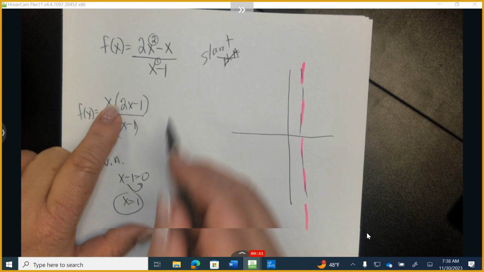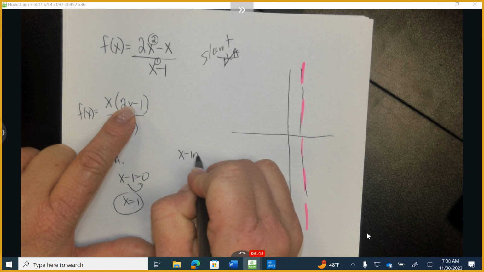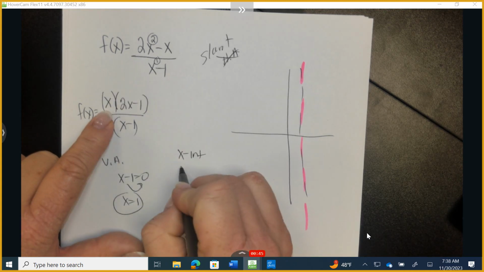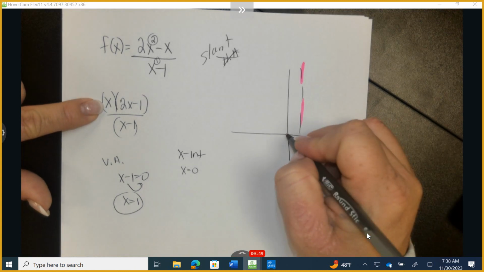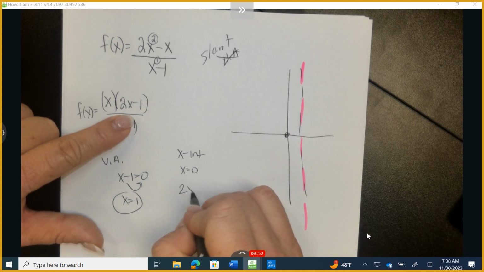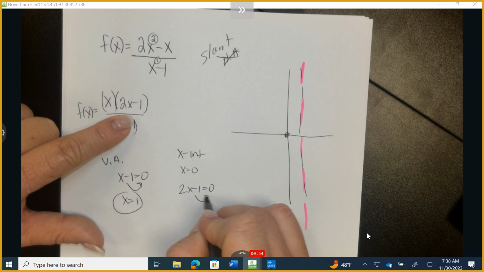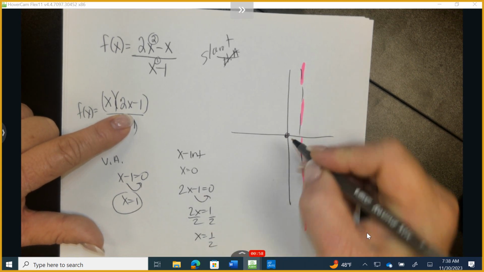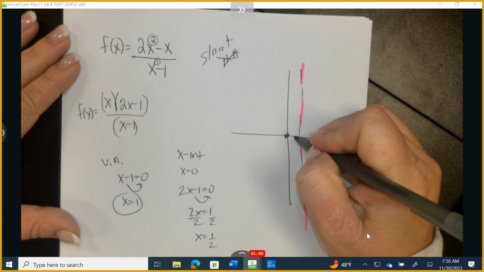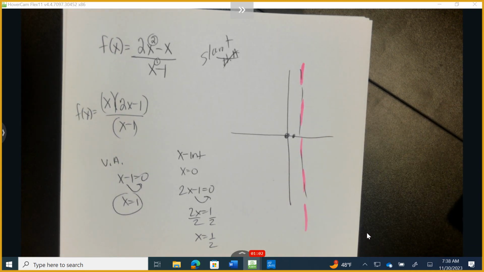Now, in order to figure out what my x-intercepts are, I'm going to take both of these quantities and set them equal to 0. So x equals 0. Okay, watch this. x equals 0 is 1. Then I'm going to take 2x minus 1 and set it equal to 0. I get 2x equals 1. Divide by 2, I get x equals 1/2. So right there is another. That looks kind of different.